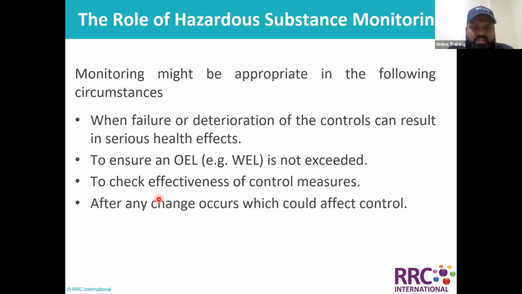Next is to check the effectiveness of control measures, whatever control measures I have already implemented, whether they are effective or not. Next is after any change occurs which could affect the control, for example, bad weather conditions, a storm, sandstorm, or any conditions after which we think our control measures are going to be affected. In those scenarios, we have to monitor the atmosphere or monitor the hazardous substance.